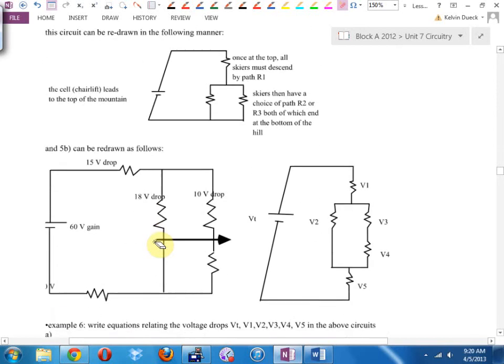Or 5B could be redrawn as a chairlift. Everyone goes through there, split up. You guys are going to go down one big hill. We're going to go down two smaller hills. We're all going to meet up. We're all going to go down that. I'm not going to advise doing that just because I'm lazy. You can if you want to. I'm going to encourage you, just get used to analyzing the circuit diagrams.